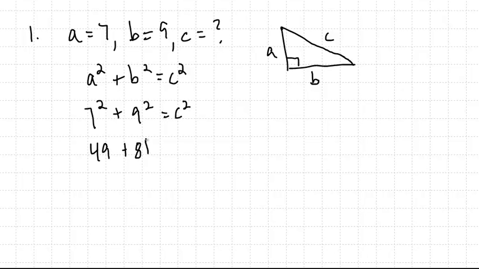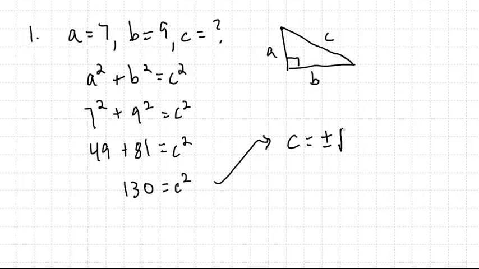49 plus 81 is equal to C squared. 130 is equal to C squared. Now taking the square root of both sides, C is going to be equal to positive or negative the square root of 130. In Pythagorean theorem problems, we're always going to be taking the positive square root, since we're talking about the length of a triangle. And at this point, I just want to see if I can simplify root 130 any further. I don't think there are any perfect squares that go into 130, so C is just the square root of 130.